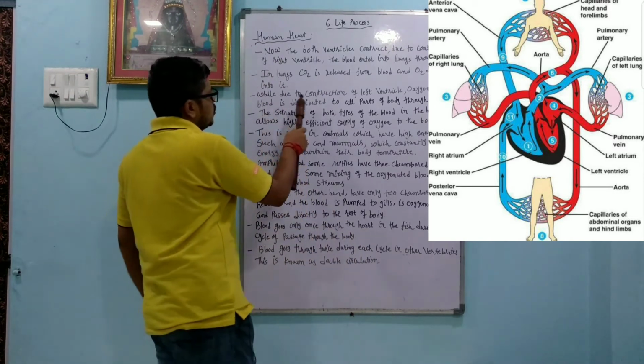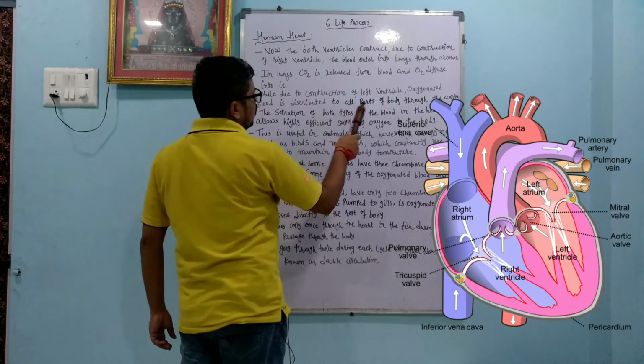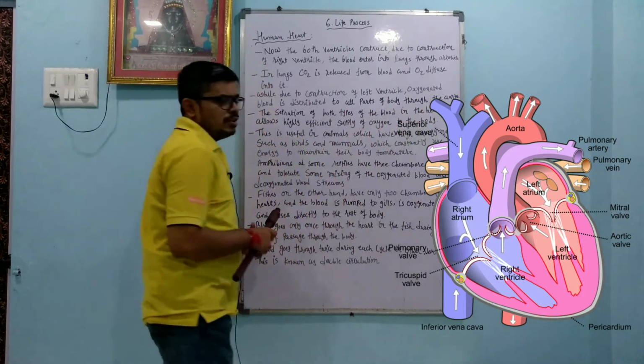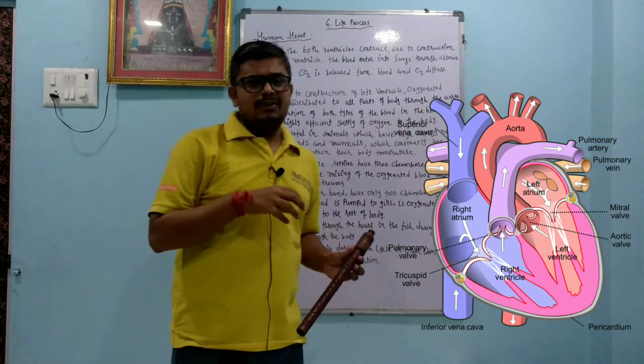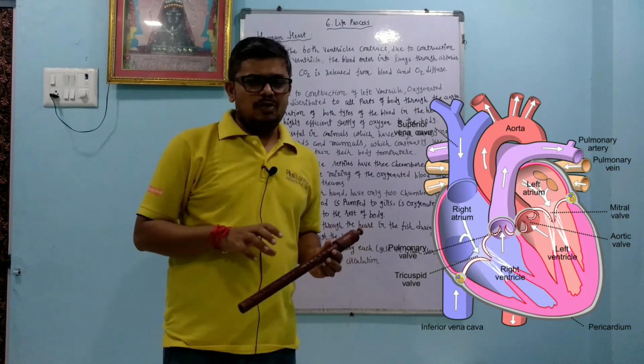Due to the contraction of the left ventricle, oxygenated blood is distributed to all parts of the body through the aorta. So through the aorta, whatever oxygenated blood is in the left ventricle goes to the different parts of the body.